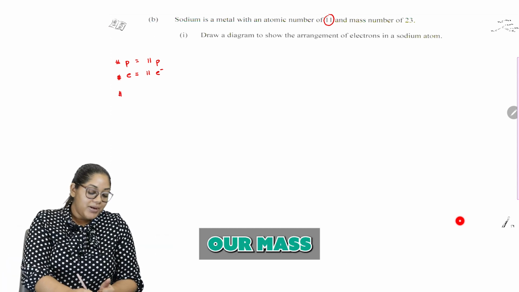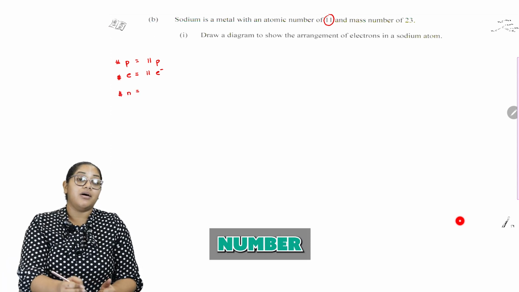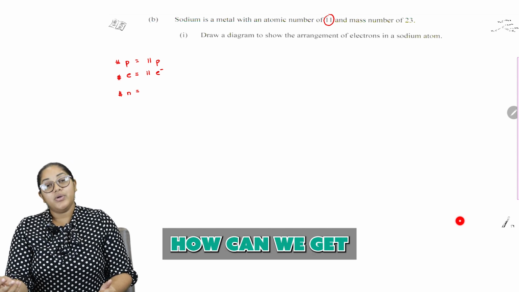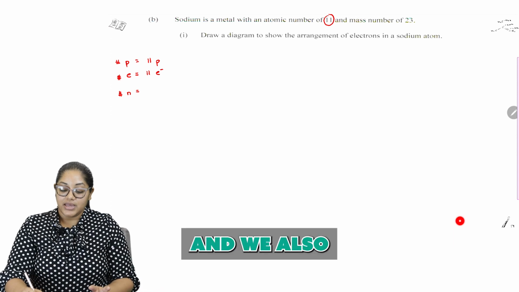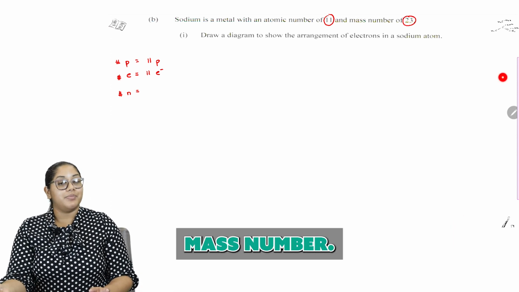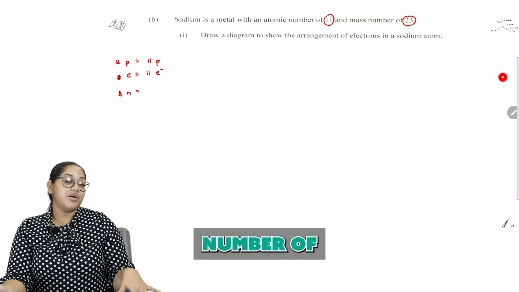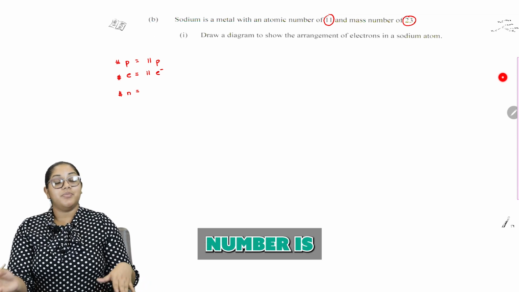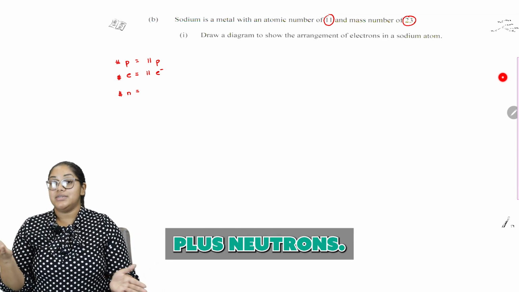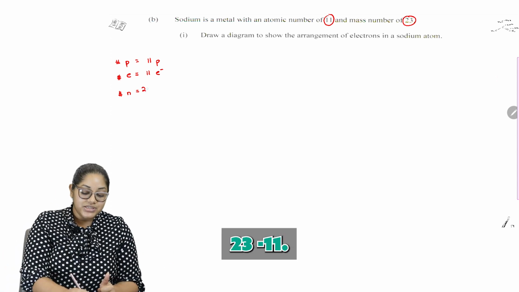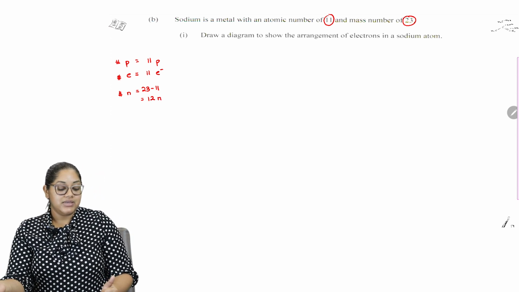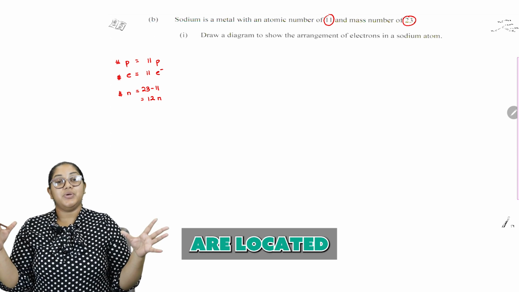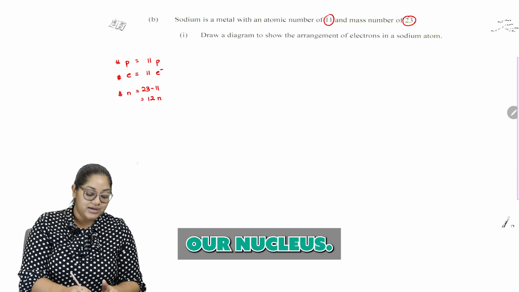Since we have our mass number, we can calculate the number of neutrons. How can we get the number of neutrons? We have our atomic number and we also have the mass number. Your atomic number is just the number of protons. Your mass number is protons plus neutrons. So maybe we can minus them. 23 minus 11. So that will give us 12 neutrons. So our protons and neutrons are located inside of our nucleus.